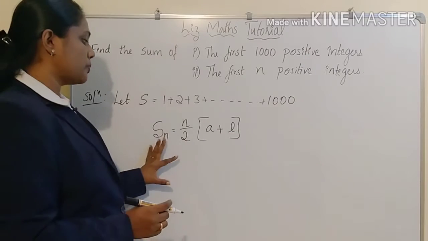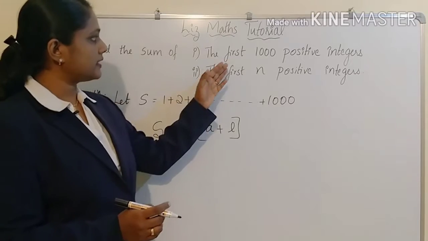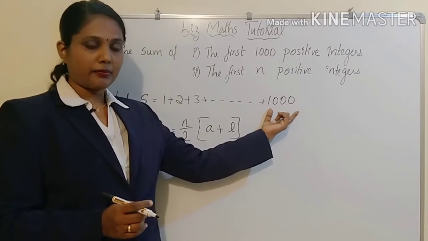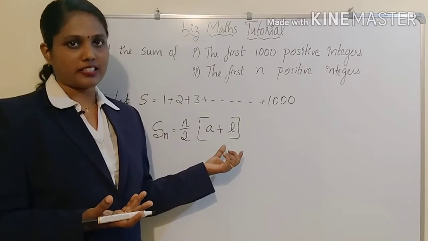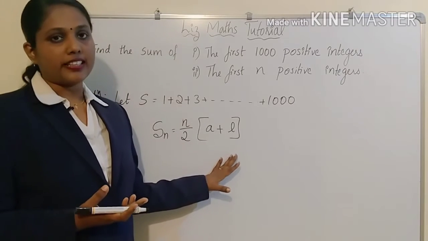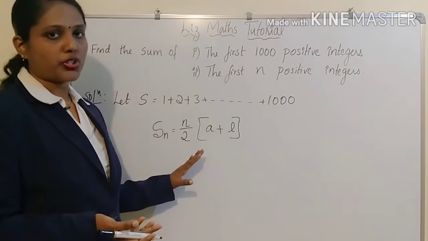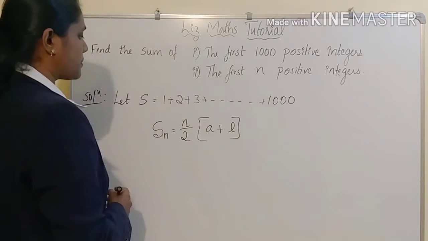See, when we have to use this formula: when they give the last term, that is nothing but the 1000 here. The last number, when they give the last number, that means l. l is the last term, isn't it? When they give the last number, you have to use this formula here, just to find the sum of n positive integers. So now you are going to substitute.